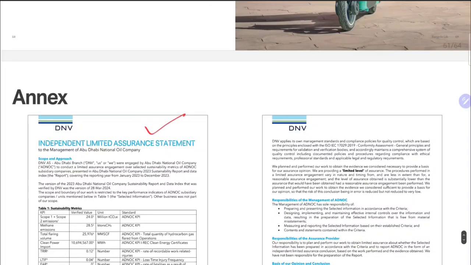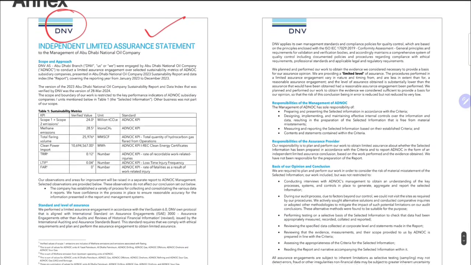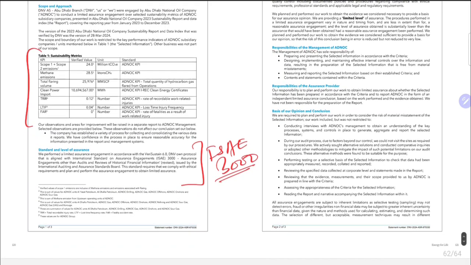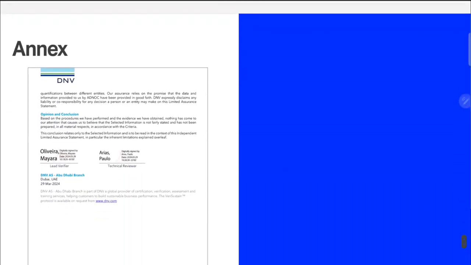This is the limited assurance statement issued by the third party. What is covered, what metrics have been covered by the third party in their scope, and what approach has been adopted, standard and level of assurance. So as we said, ISAE 3000. Then the company's responsibilities, the management of ADNOC, what is their responsibility to the assurance provider, and based on the opinion of these assurers, what is the conclusion. This is very important, so that is covered here. Then finally, the opinion and conclusion signed by the lead verifier and technical reviewer, and that's all.